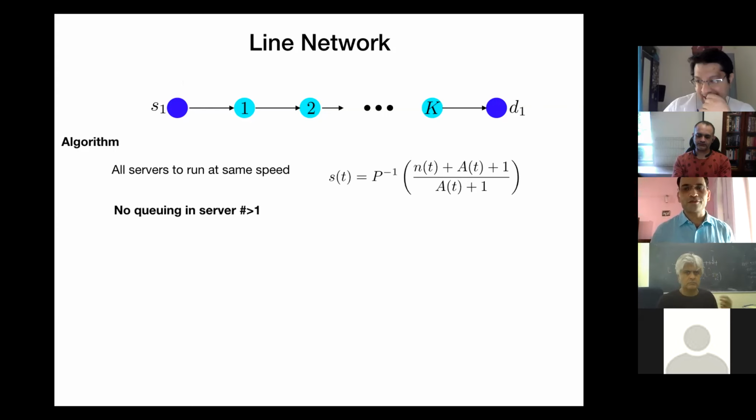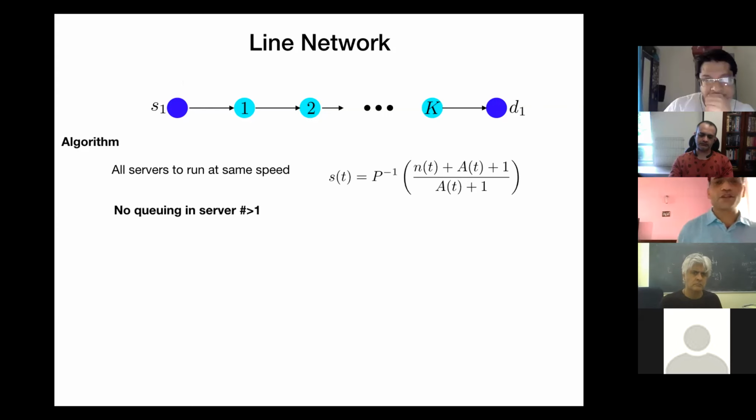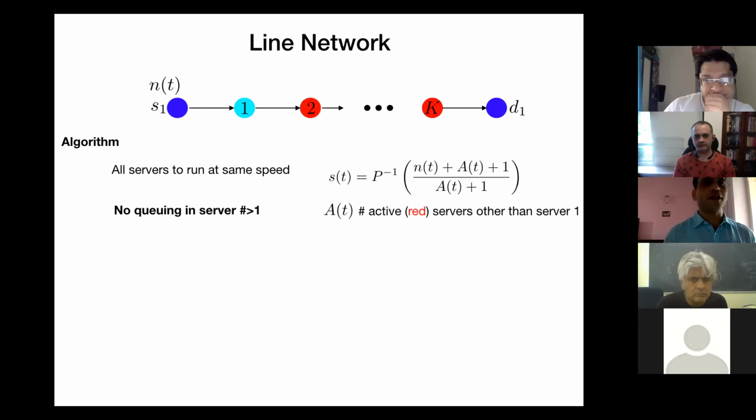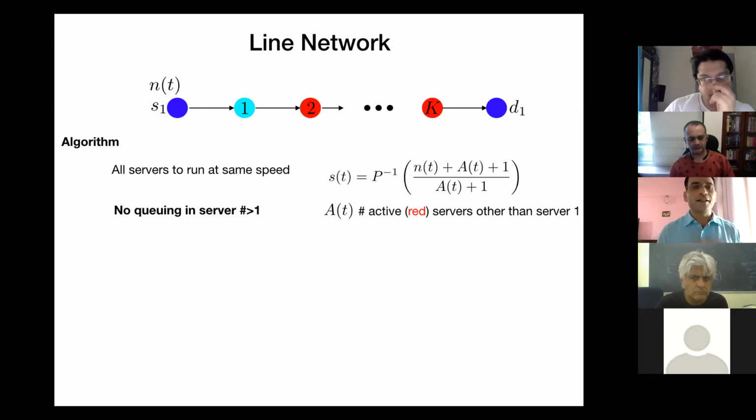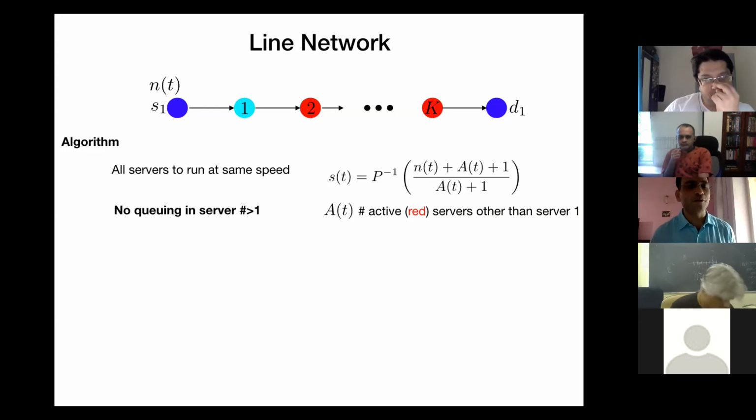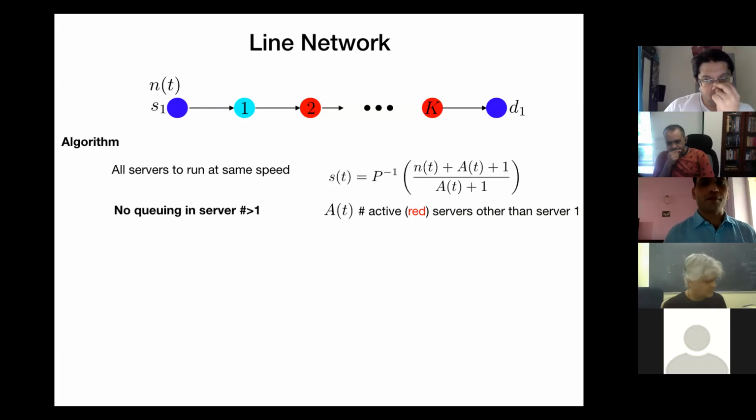The algorithm we are going to propose is the following: every time a server has a job to process, all of them are going to run at the same speed, which is given by P inverse of this, where I'll define what these terms are. N of T is the number of jobs waiting in the first server. And A of T is the number of servers other than the source which actually have a packet waiting at them. Because all servers run at the same speed, there is at most one packet at each of these intermediate nodes, so they cannot have more than one packet. That is why A of T just counts the number of these servers or nodes which have a packet to process.